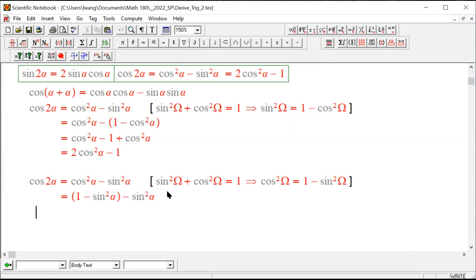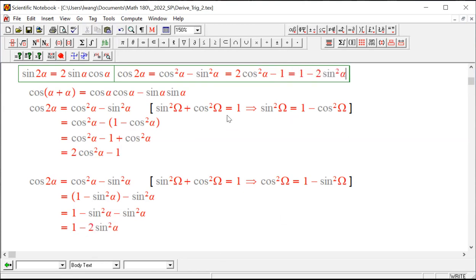Okay, open the parentheses. Remove the parentheses. We get 2 negative sine square alpha. So as a result, we get 1 minus 2 times sine square alpha. So this is the third double angle formula for cosine.